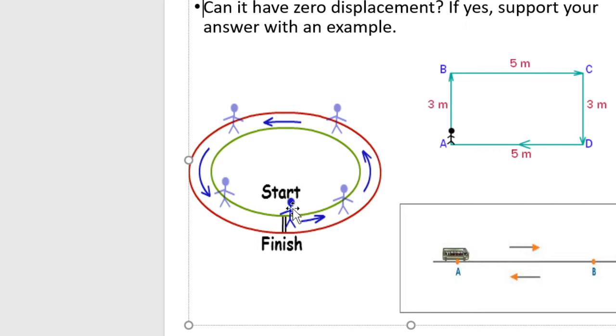The diagrams are here. Suppose the boy starts from the start line here and he takes a circle and comes back to the same start line again. This is the finish line. So if the start point and finish point are the same, it means displacement is zero, because we've studied what displacement is. Displacement is the difference between the final and the initial point. Is there any difference between the final and the initial point? No, because he started from the same point and he ended up standing at the same point. So in this case, the displacement is zero.